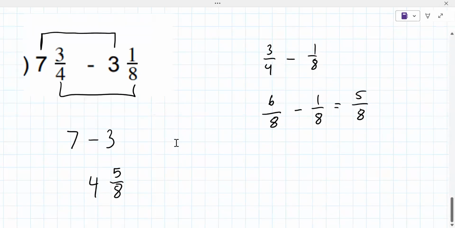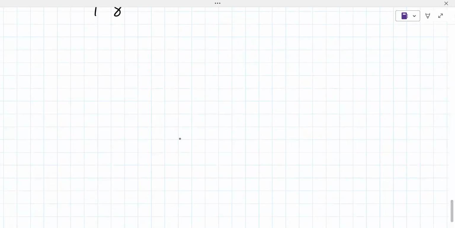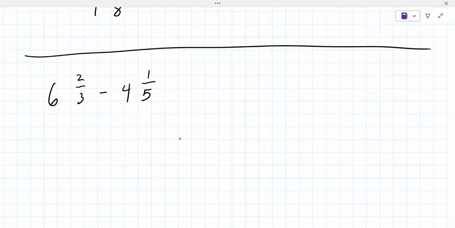So let me give you a couple of problems here to try. 6 and 2/3 minus 4 and 1/5. Just go ahead and try this one for me, please. Okay.